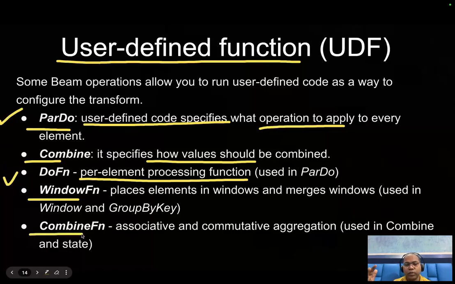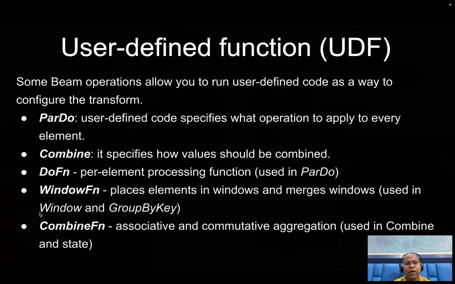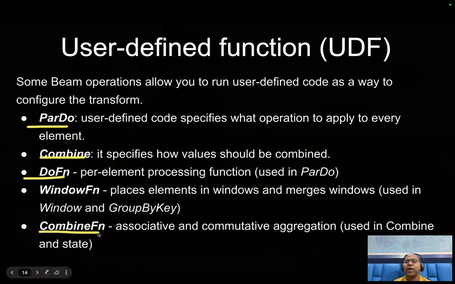Whenever you want some associative, commutative aggregation like plus, you use these. These are the models already available in Apache Beam. An Apache Beam engineer mostly uses DoFn, ParDo, Combine, and CombineFn. These are the things we use.